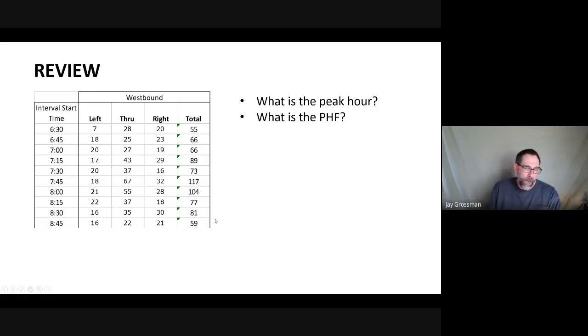So where's my peak hour? What's my peak hour factor? How would you calculate that? We do it by 15-minute bins. This is the start time of that 15-minute bin. So there were 7 cars between 6:30 and 6:45. That's what this is telling you. And if you add 4 of these together, that would be an hour. So that's how I would normally do it.